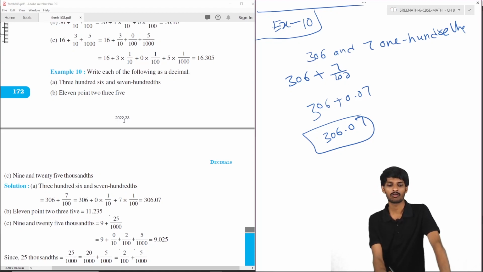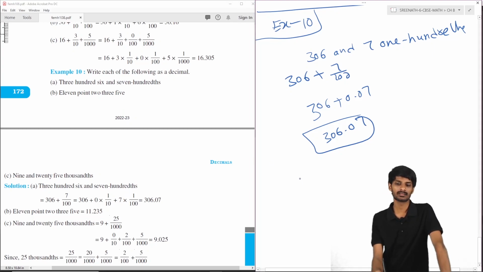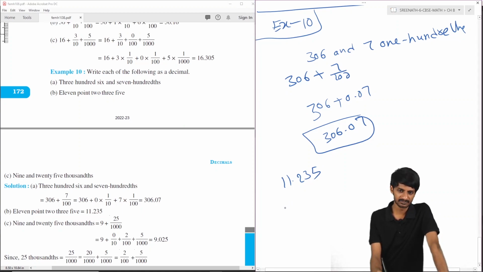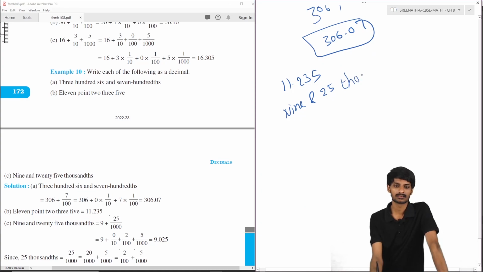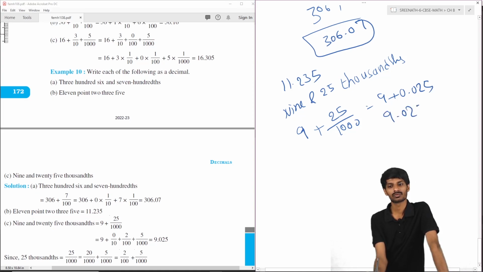11.235. How will you write 11.235? That is 11.235. And 9 and 25 thousandths. 9 means 9 plus 25 thousandths, that is 25/1000. That is equal to 9 plus 0.025, that is 9.025.